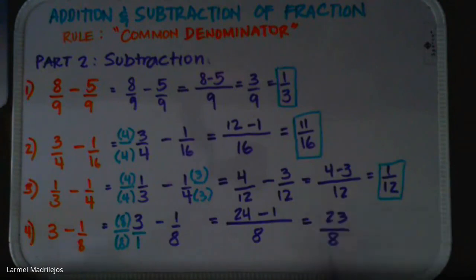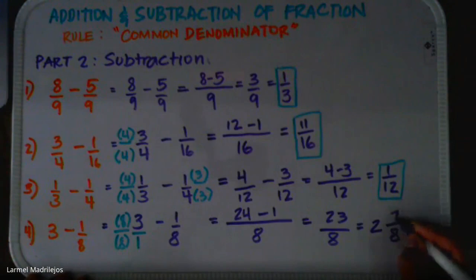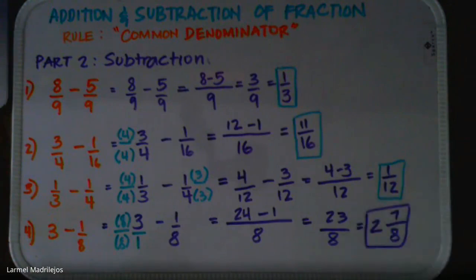Can I simplify? Yes, I can. So let's do this simplification here. How many 8s inside 23? There are 2, since 2 times 8 is 16. So you get 2 there over 8. But we need to figure out what's the remainder. If you count from 16: 17, 18, 19, 20, 21, 22, 23. So the remainder is 7. The answer is going to be 2 and 7/8.